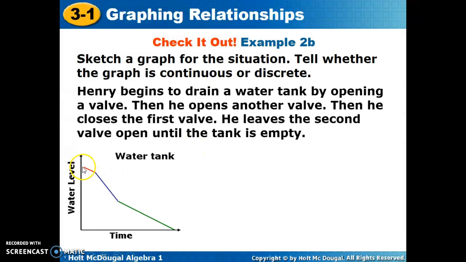So we know that the water level does not jump from 4 feet to 3 feet to 2 feet. It takes on every measure in between 4 and 3 feet slowly as the valves are being opened. So we consider this a continuous graph because every level is being recorded.